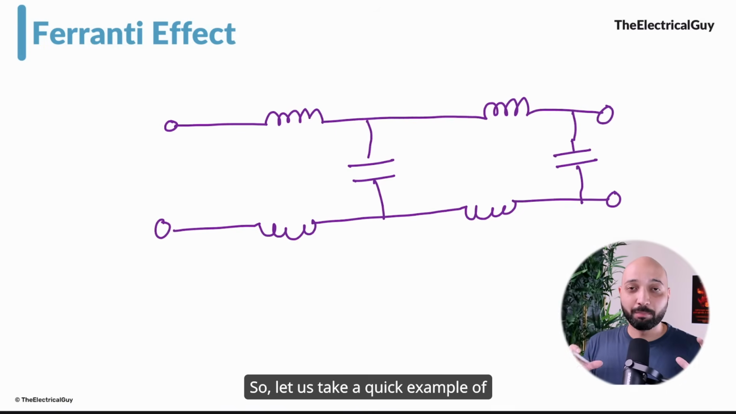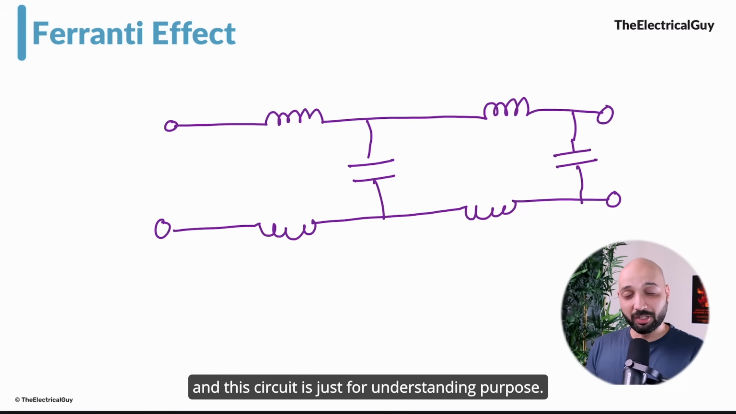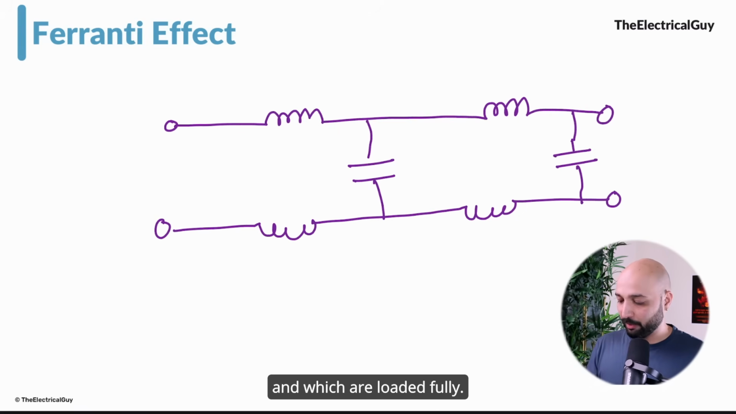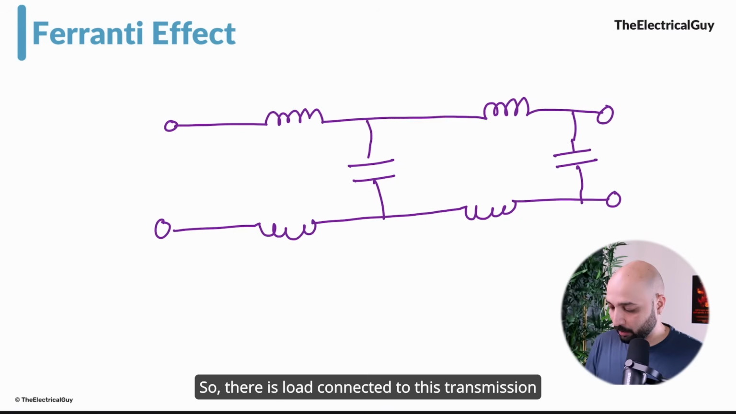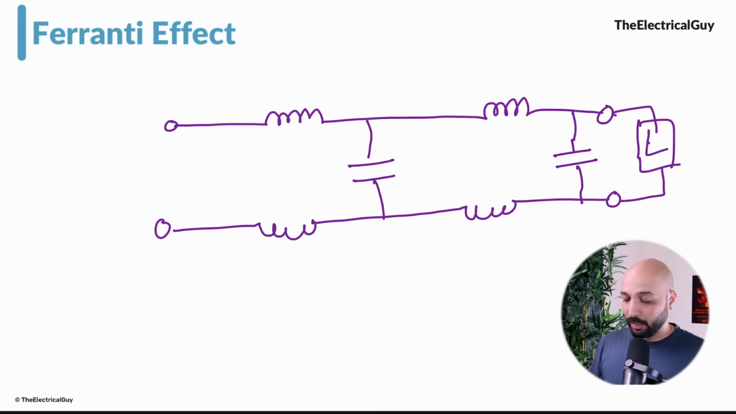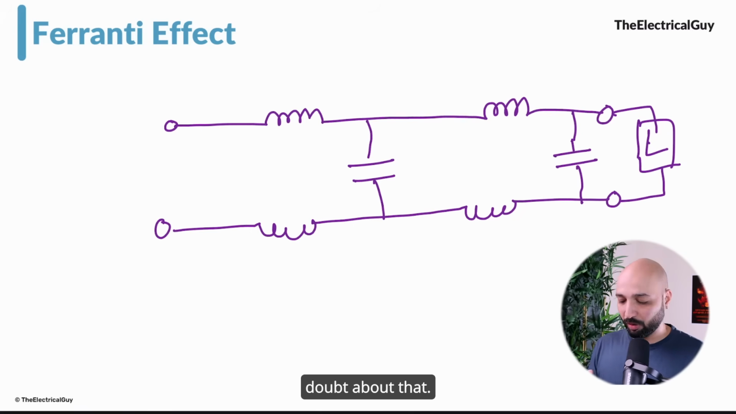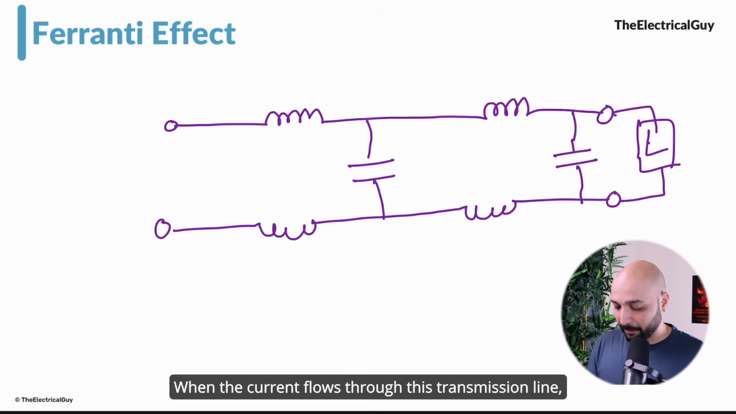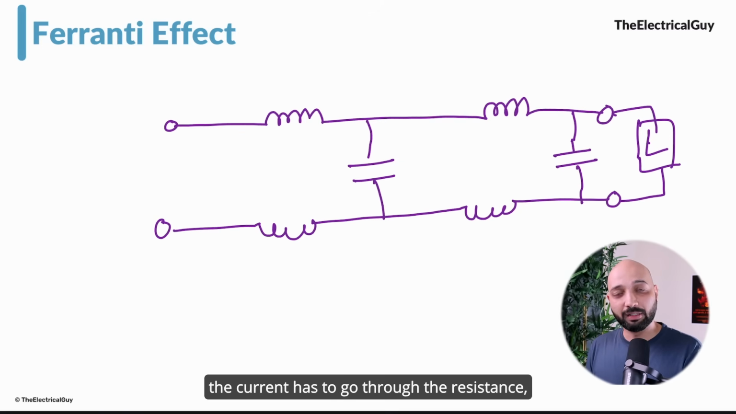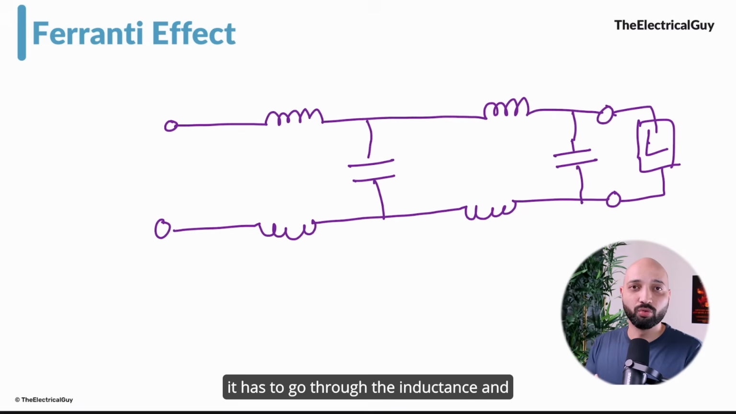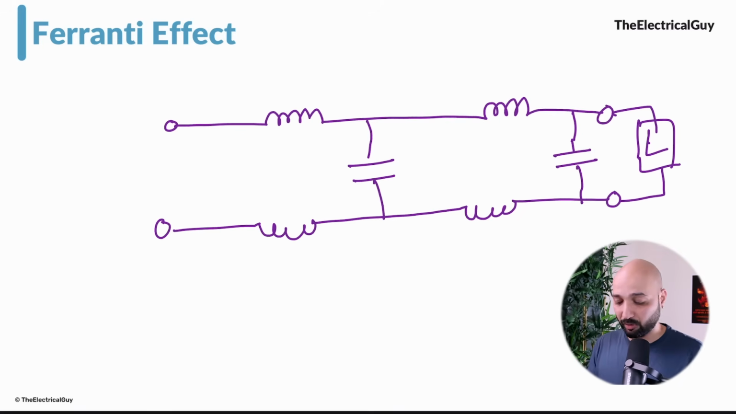So let's take a quick example of two transmission lines which you can see on your screen. I've drawn an equivalent circuit, and this circuit is just for understanding purposes. Imagine these are the two transmission lines, which are fully loaded. So there is a load connected to this transmission line. Now what happens when there is a load? Of course, the current will flow through the transmission line, no doubt about that. When the current flows through this transmission line, it has to go through the resistance, the inductance and also the capacitance. Resistance I have not shown here for clarity.